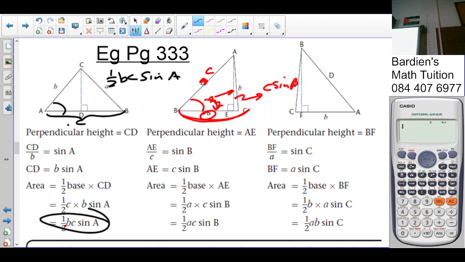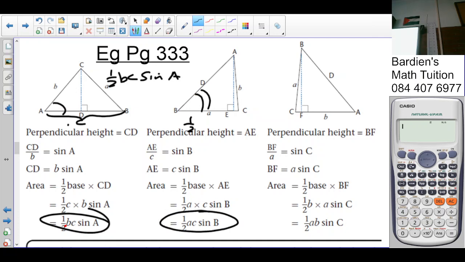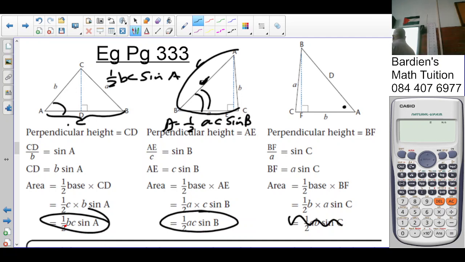Just look here. Here we have angle B. Now to work out the area here, according to this, the area is going to be half ac sine of angle B. Again, two lengths and an included angle. Without looking here, what do you have written here? The area is going to be half what?